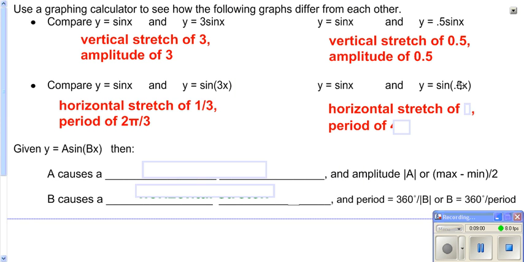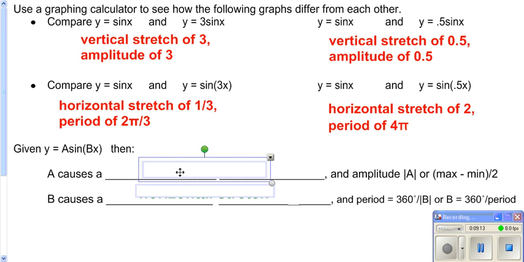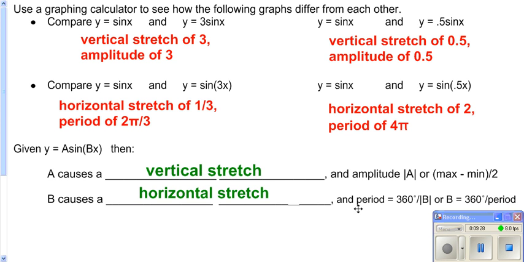So in other words, this number in front of x affects the horizontal stretch. In this case, it's twice as wide, so that means our period, instead of being 2 pi, would be 4 pi. So the number in front of the function causes a vertical stretch, and the absolute value of the number in front is your amplitude. You can also find your amplitude from a graph by going max minus min divided by 2. Your b, the number in front of x, causes a horizontal stretch by a factor of 2 pi over b or 360 over b, depending upon if you're dealing with radians or degrees.